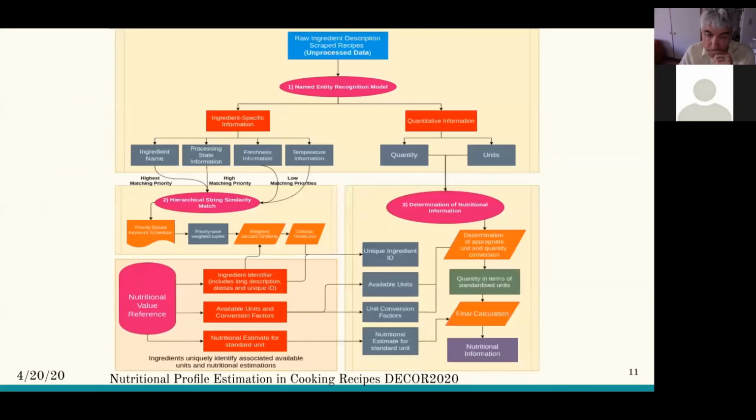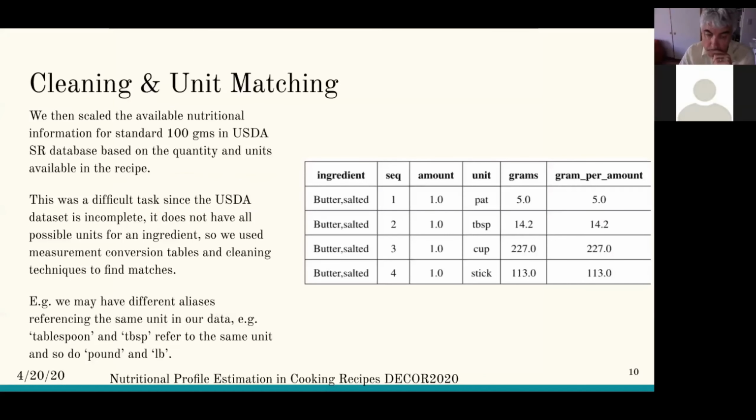After cleaning and unit matching, once we get the correct unit, we have the entire information that we require to calculate one ingredient's nutrition value. That is, we have 1 tablespoon of butter, and we know how much nutrition it has, so we'll be able to calculate it.